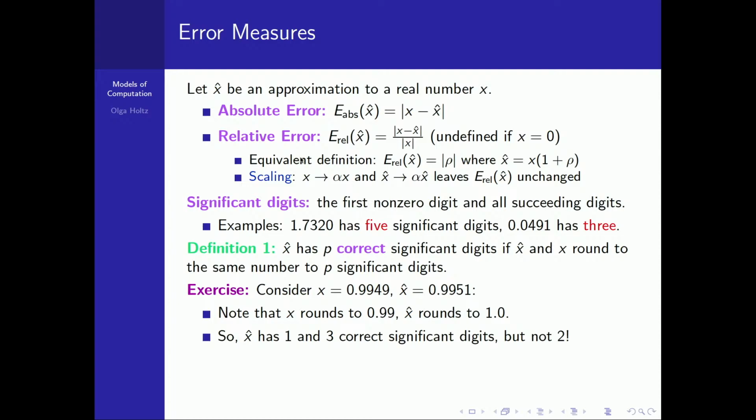And now you can guess what that means. So that means that x hat technically doesn't have 2 correct digits. X hat does not have 2 correct significant digits. That's kind of weird, right? Because x hat has 1 correct significant digit, and it has 3. So that's a little bit of weirdness introduced by this definition.